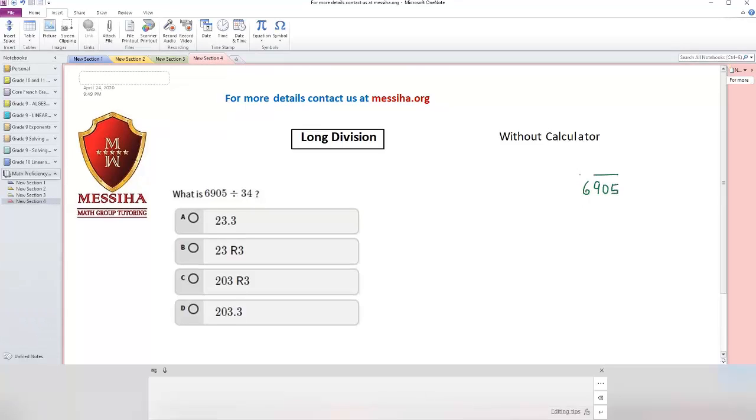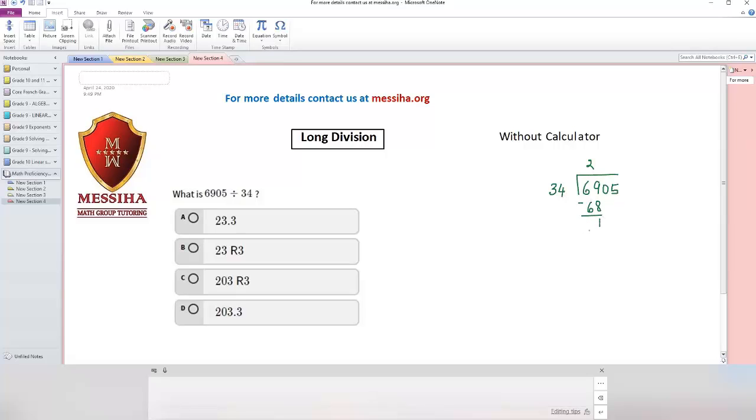6,905 divided by 34. The first thing I'm going to ask is, can I divide 6 by 34? For sure, no. So I take the 69. Can I divide 69 by 34? Yes, for sure. It's almost 2. So 2 times 4 equals 8, 2 times 3 equals 6. 68 is less than 69, which means I can subtract it.